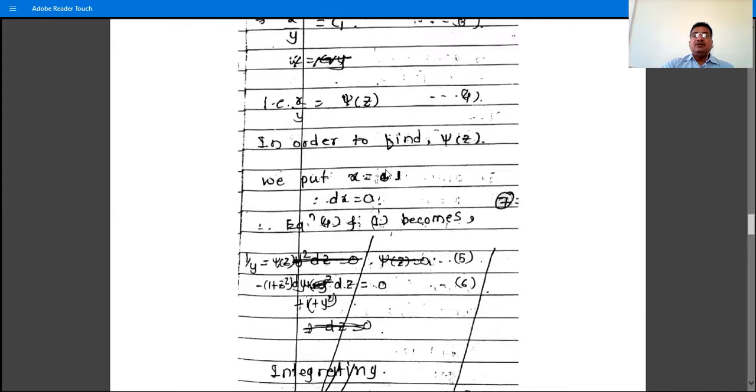So in order to find ψ(z), we put x equal to a constant, suppose α. In the general discussion we substitute x as α. But here, in the particular examples, we substitute x equal to 0 or 1. So put x equal to 1.